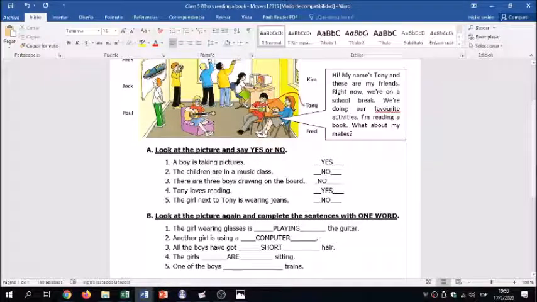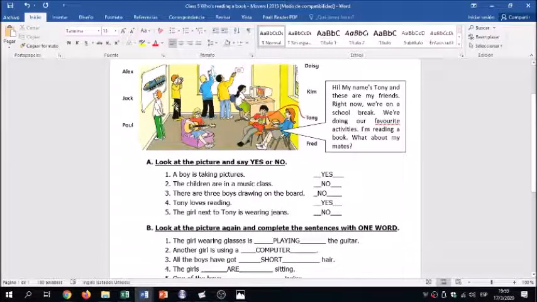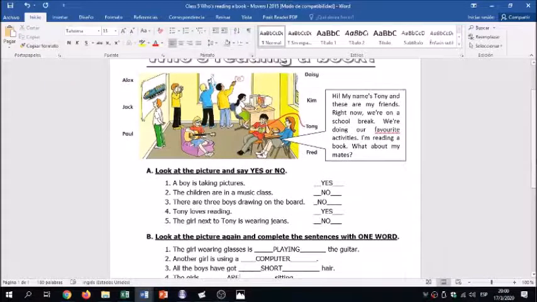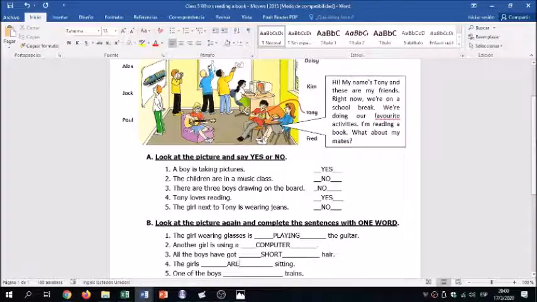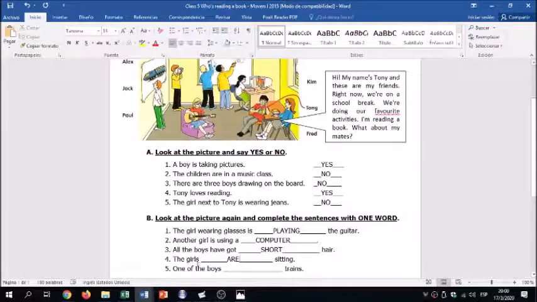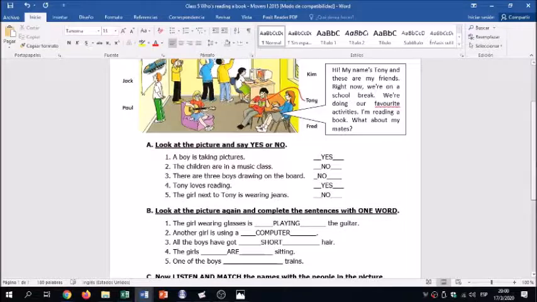And then sentence number five, which is the last one, it says, one of the boys, espacio, trains. So, here we have a boy who is looking at an image of a train. Tenemos un chico que está observando la imagen de un tren. Do you think he likes trains? ¿Ustedes creen que a este chico le gustan los trenes? Look at his face. He is smiling. So, very good. So, he likes trains, right? So, one of the boys likes trains.